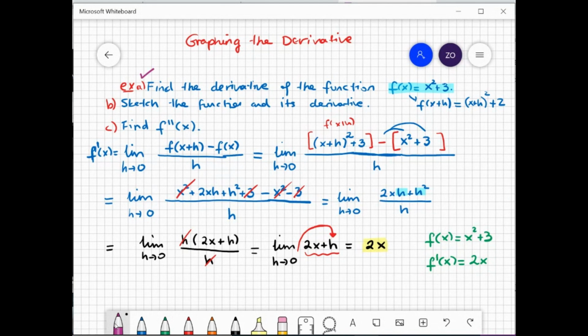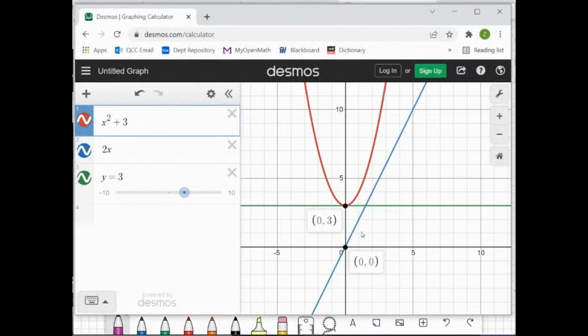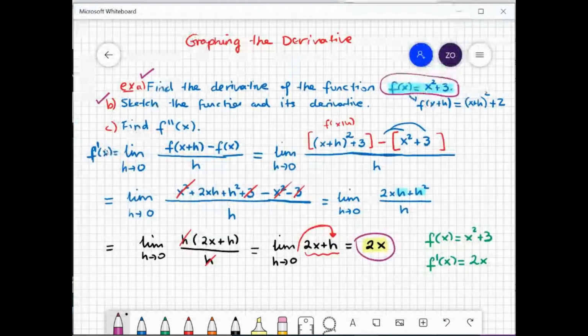We just found an expression for the derivative of this function. We found the derivative is 2x. Then we sketched the function and its derivative here, and so we saw how the graph and its derivative are related. Now let's look at part C.